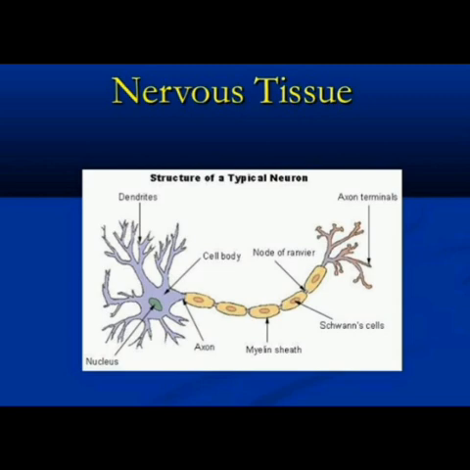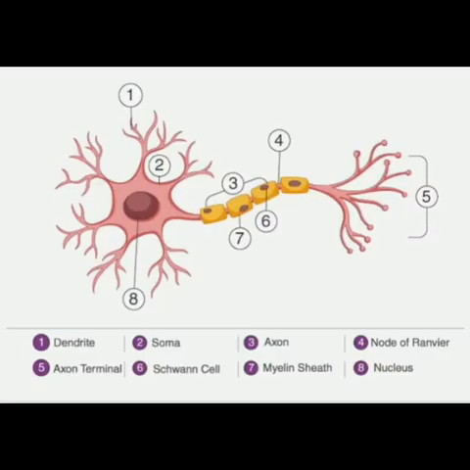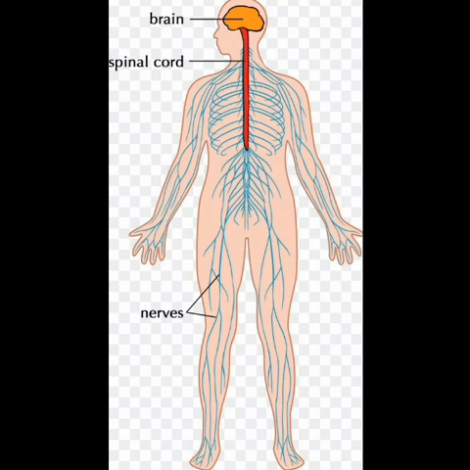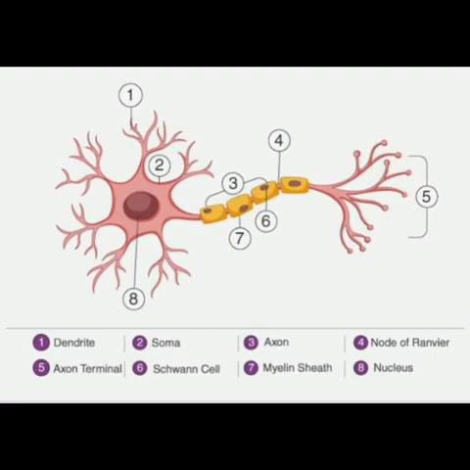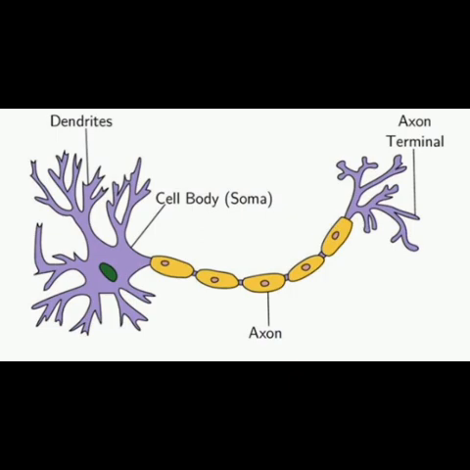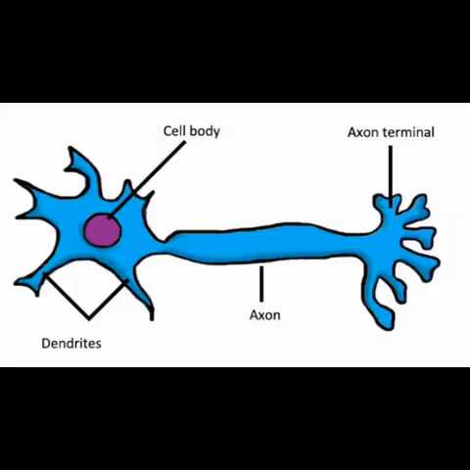At last, we are going to deal with another type of animal tissue, nervous tissue. Our nervous system, including brain, spinal cord, and nerves, is made of this tissue. The cells of this tissue are called nerve cells or neurons. A nerve cell or neuron has three parts: dendrites, cell body, and axon.